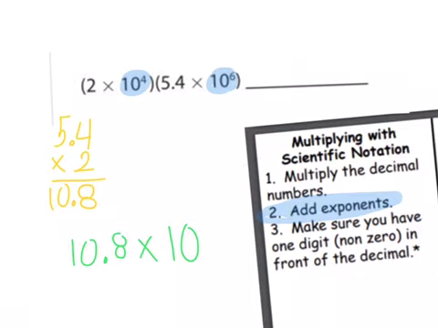We're going to add 6 and 4, which gives us 10. So now we have 10.8 times 10 to the 10th power. I want to bring your attention to the 10 that's in the very beginning of our scientific notation. And I want you to ask yourself, is this in true scientific notation form? Is this true scientific notation? Let's think about it. I'm going to show you an example of what it looks like to be in scientific notation.